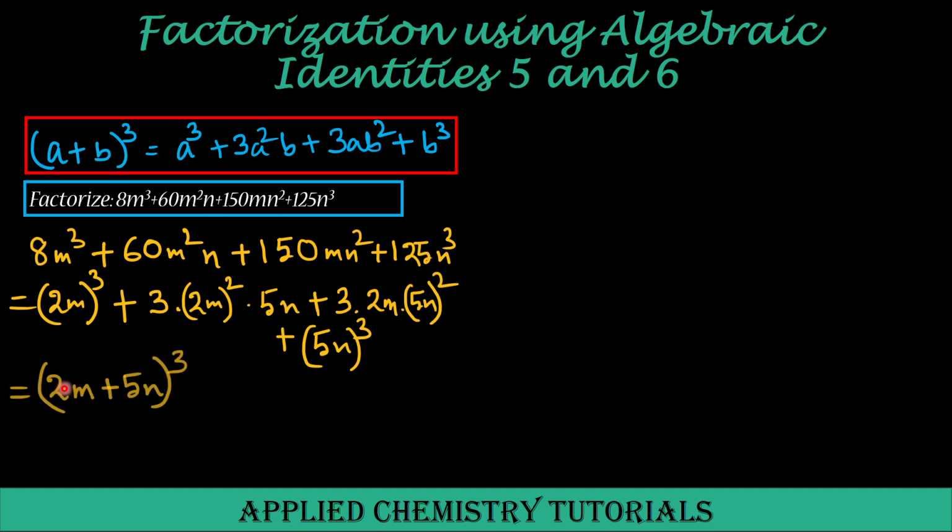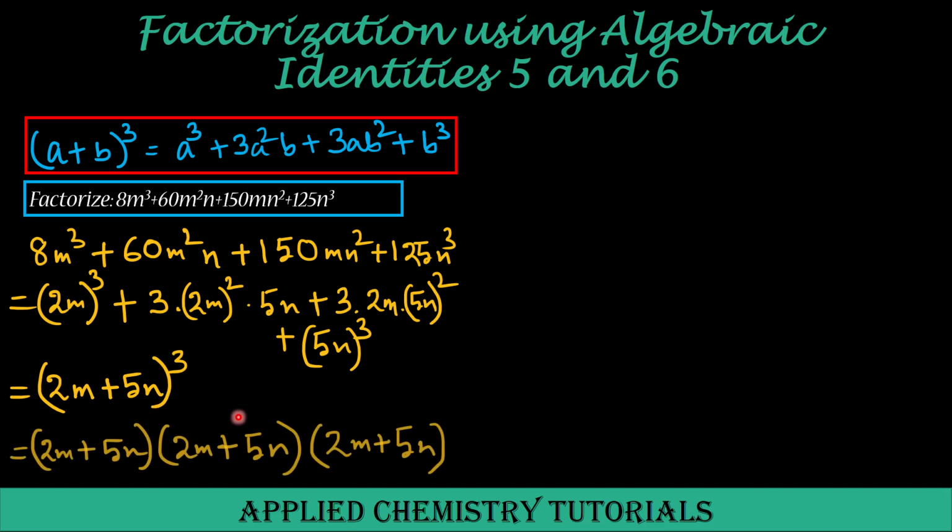So we will obtain (2m plus 5n) whole cube, and also we can rewrite it as (2m plus 5n) multiplied by (2m plus 5n) multiplied by (2m plus 5n). So this is the factorized form of the given algebraic expression shown here.